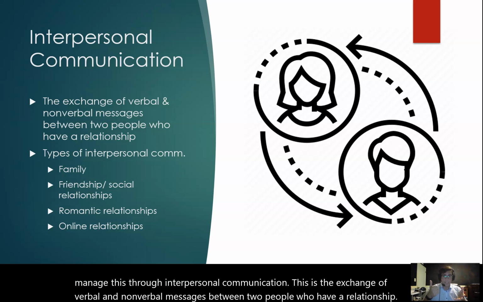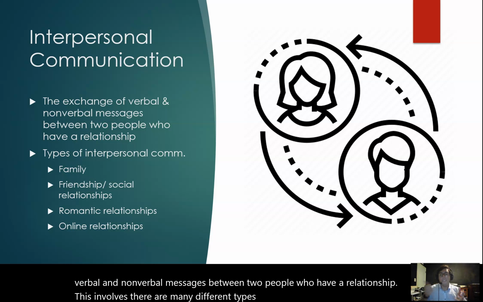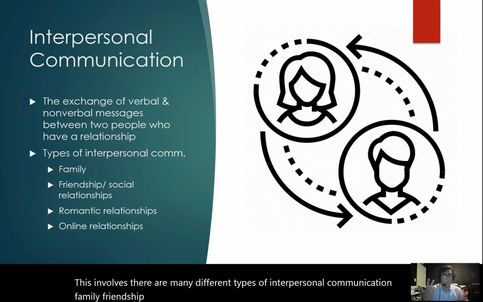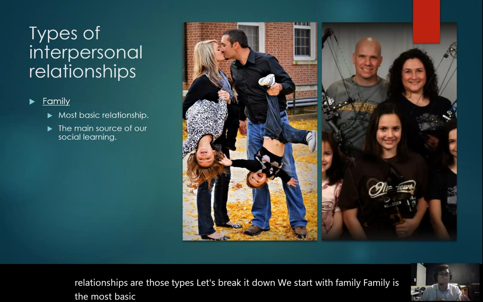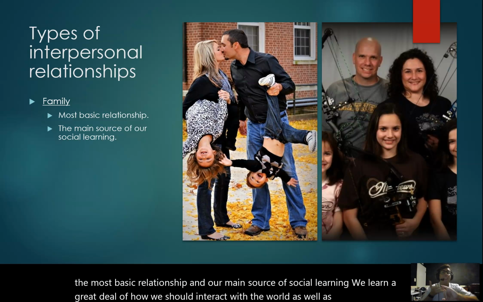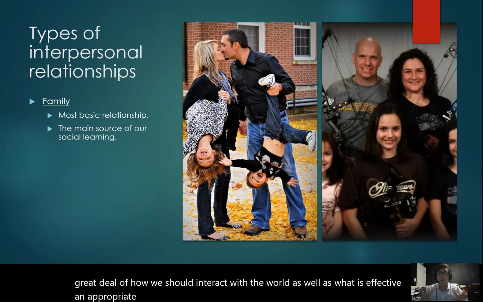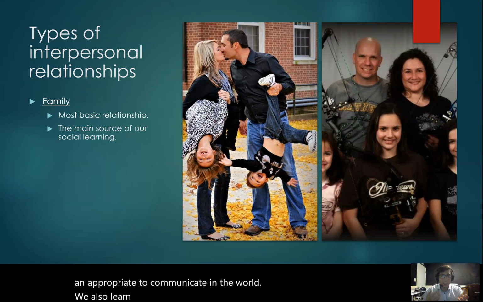There are many different types of interpersonal communication: family, friendship and social relationships, romantic relationships, and online relationships are those types. Let's break it down. We start with family. Family is the most basic relationship and our main source of social learning. We learn a great deal of how we should interact with the world, as well as what is effective and appropriate to communicate in the world. We also learn interests, expectations, things like that.